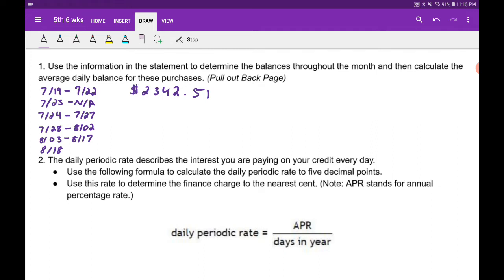Okay, and it stayed at that balance for 9 days. So what I did is I counted the days from July 19th to July 22nd. You can get a calendar that can help you figure out how many days that is. So it's 9 days. Okay. Then I'm going to look at the 23rd. So basically what that means is that's when I made my first purchase, okay, for gas.